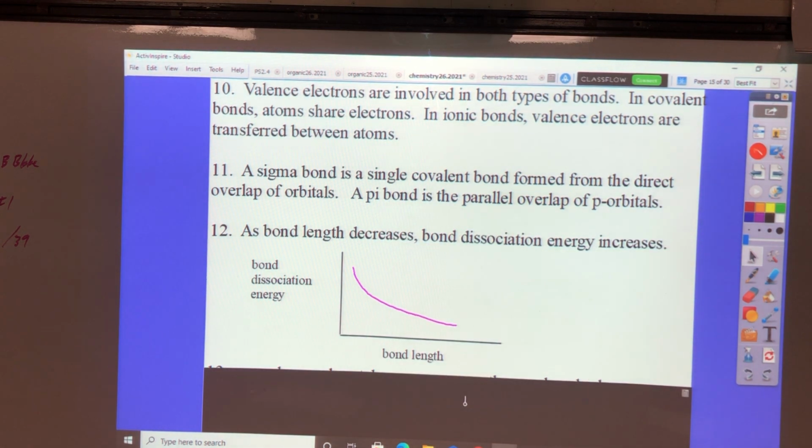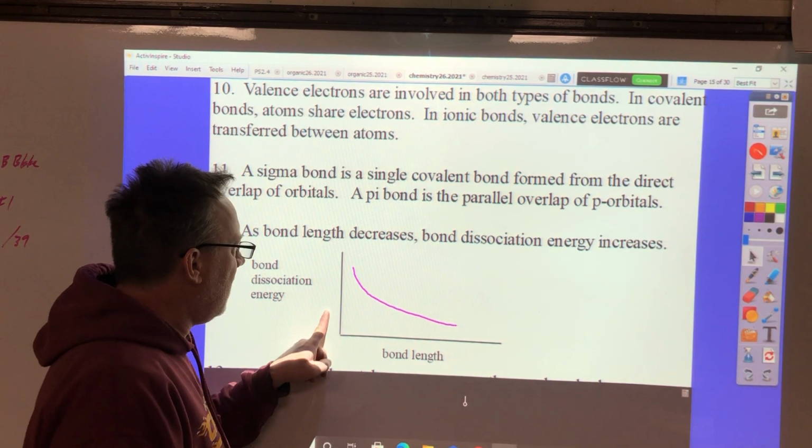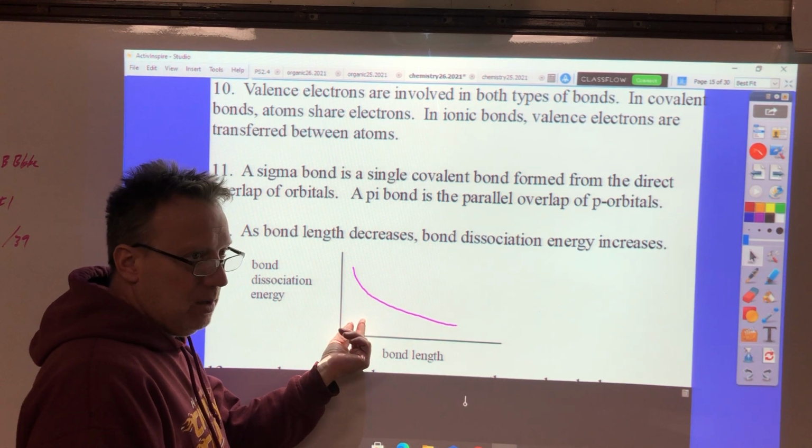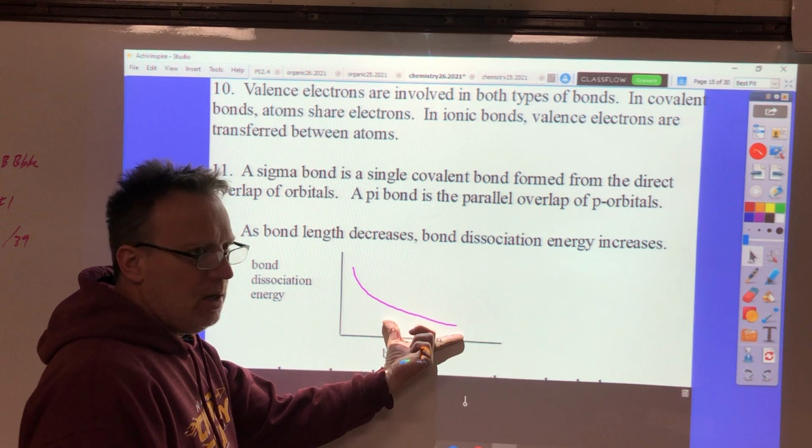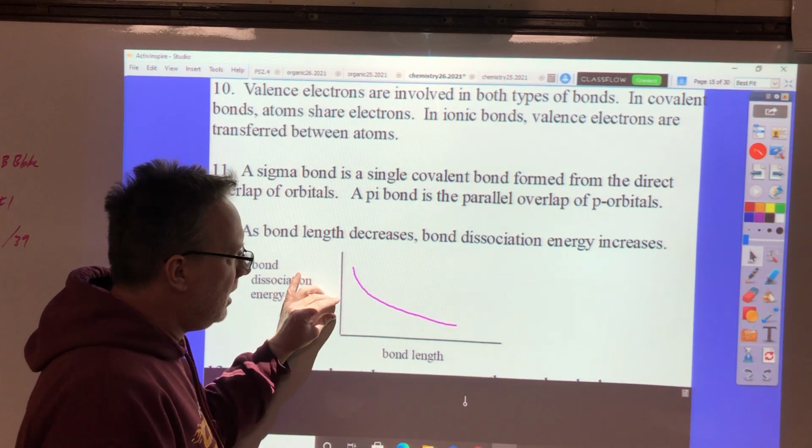Okay, question. Create a graph using the bond dissociation energy and the bond length data and describe the relationship. Basically, as the energy gets higher, the length is shorter, like in a triple bond. As the length gets longer, like you have in single bonds, the energy gets less.